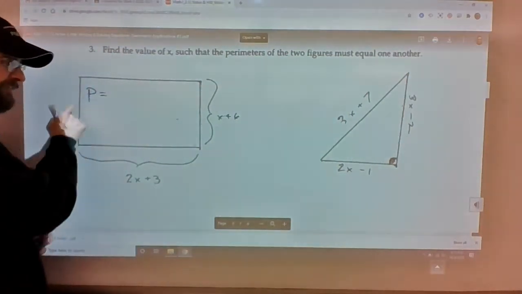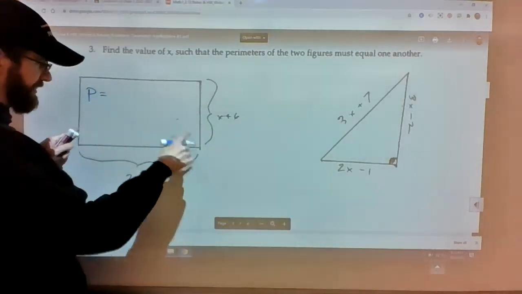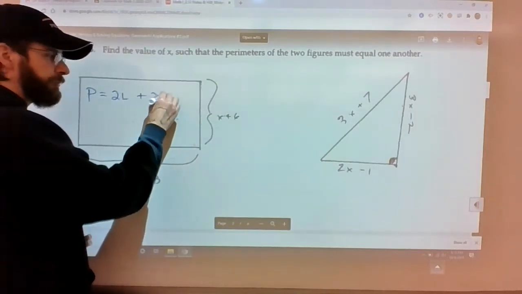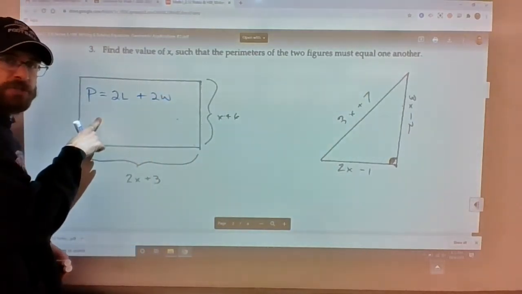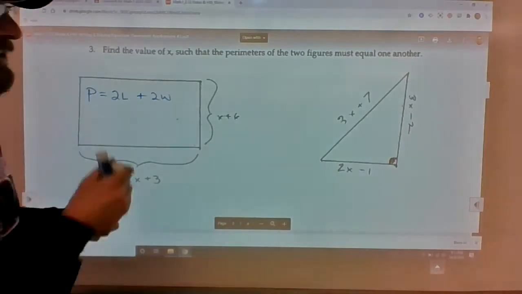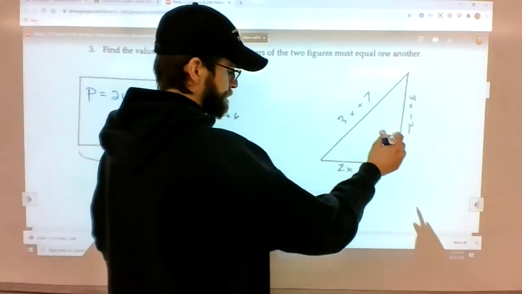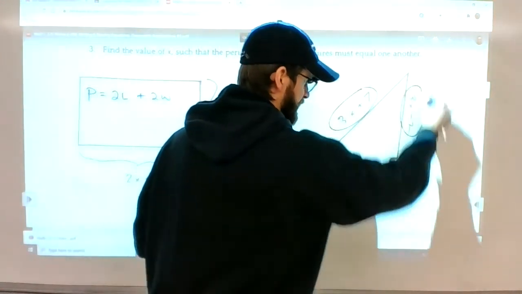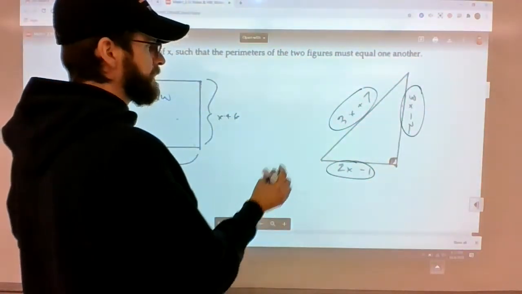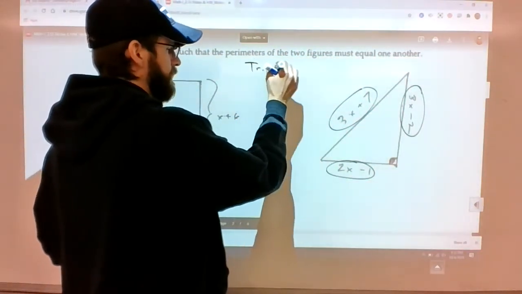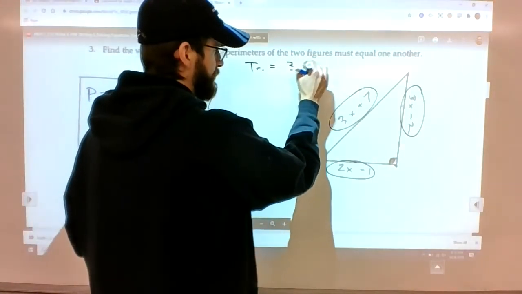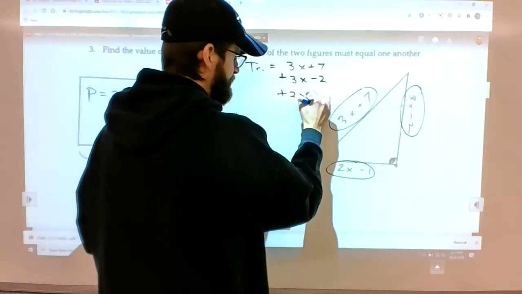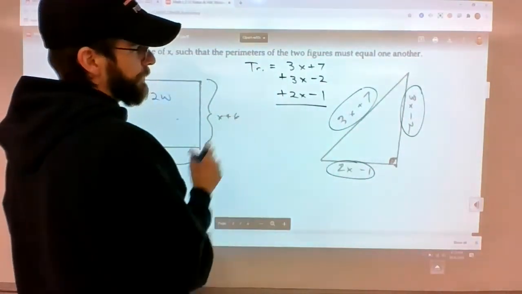I mean, we know specifically for a rectangle that 2 of those parameters are the same on 2 sides. So that's why we do that for a rectangle. A rectangle's parameter is for sure 2L plus 2W. This triangle's parameter is just going to be this plus this plus this. So for the triangle, you're going to take 3x plus 7 plus 3x minus 2 plus 2x minus 1, and that's going to be your parameter.